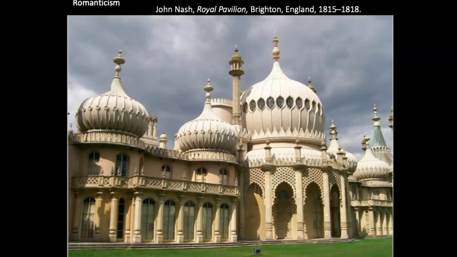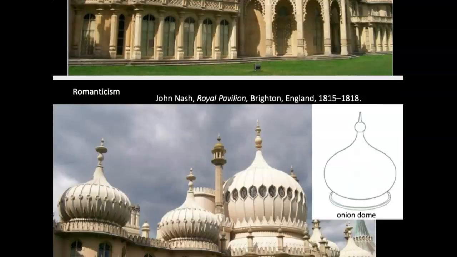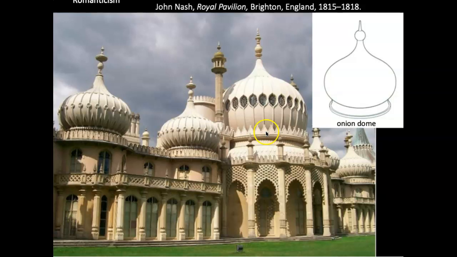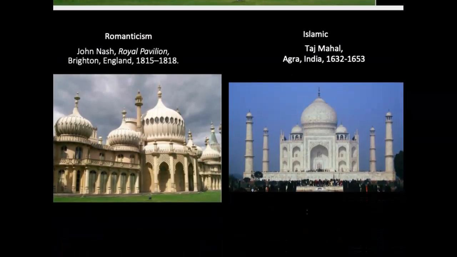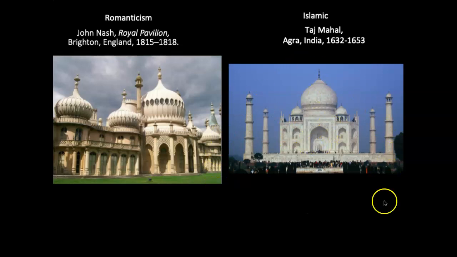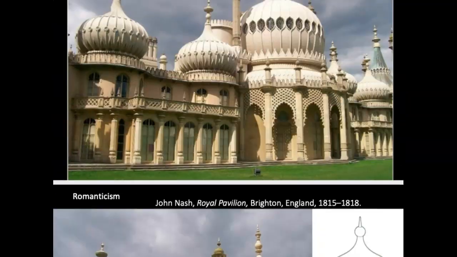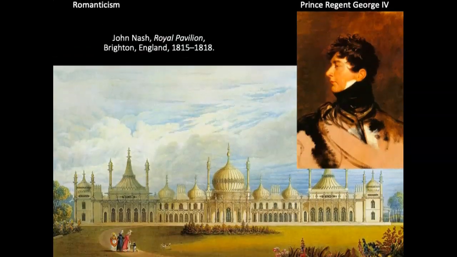So here, the architecture speaks to this exotic kind of reign of England over the world, and the elements like this distinctive profile of this dome. It's called an onion dome because it's kind of in the shape of an onion. These distinctive elements speak to the power and the majesty of not India or the Middle East, but it applies it to the reigning or the regent. It applies it to George.